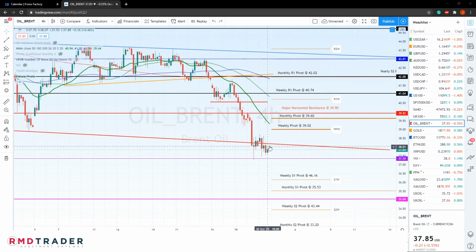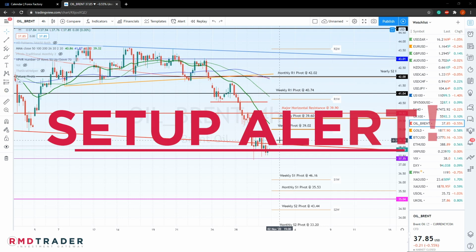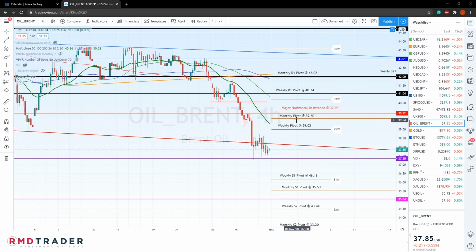So at this stage, it would be very interesting to see how price is going to react and where the price will find its footing from this area of support. The immediate areas of resistance would include the weekly pivot at 39.02 as well as the monthly pivot at 39.60. So I do expect perhaps a slight pullback into this area.